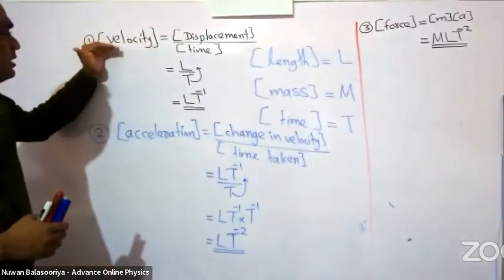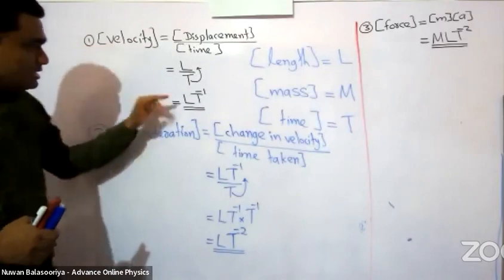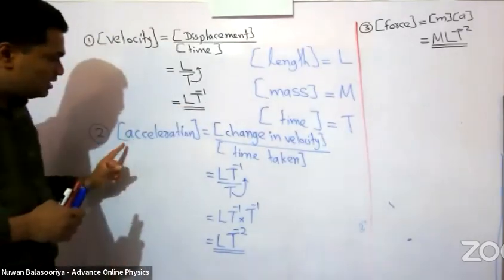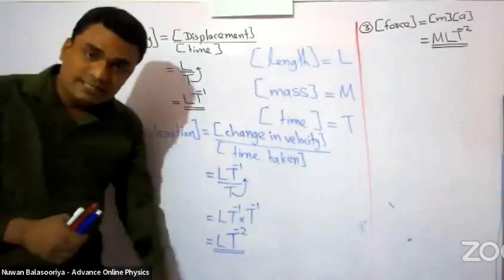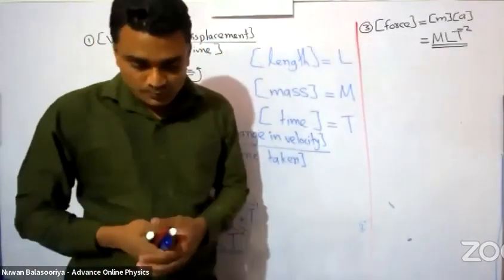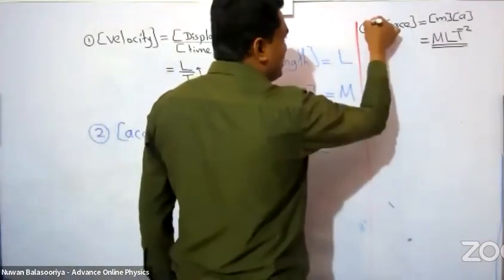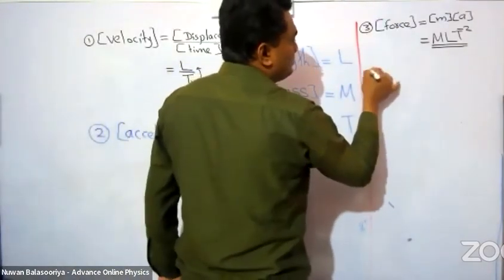The first physical quantity that we have found is velocity. The dimensions of velocity is L T minus 1. The dimensions of acceleration, L T minus 2. The dimensions of force is M L T minus 2. Then, do you remember that we have learned area?